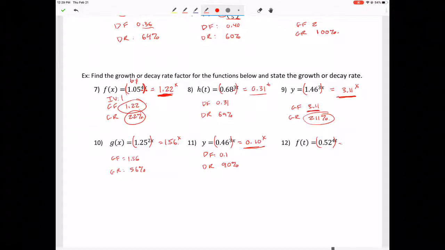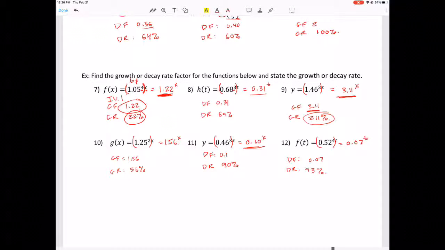And then the last one we would evaluate 0.35 to the 4th. That gives us 0.073, or we'll round to 0.07 to the t. Our decay factor, because it's less than 1, is going to be 0.07, and decay rate is going to be 93%. All right, so it shouldn't be too bad.